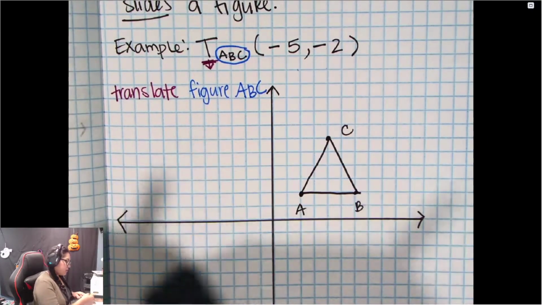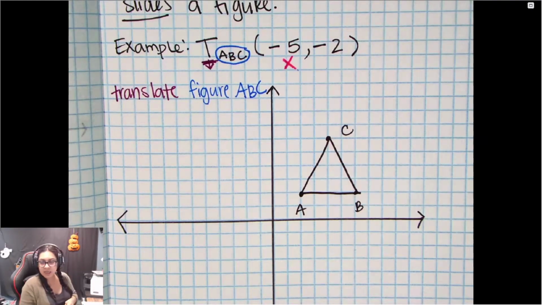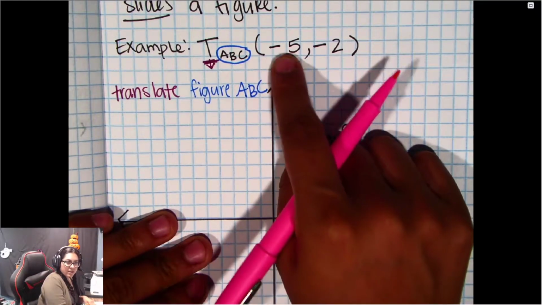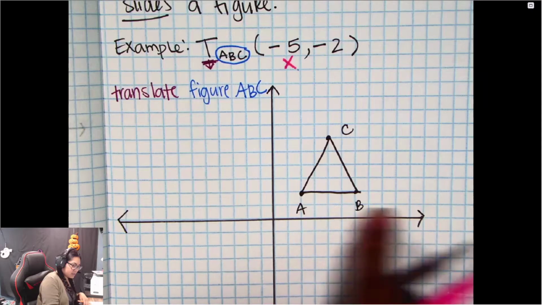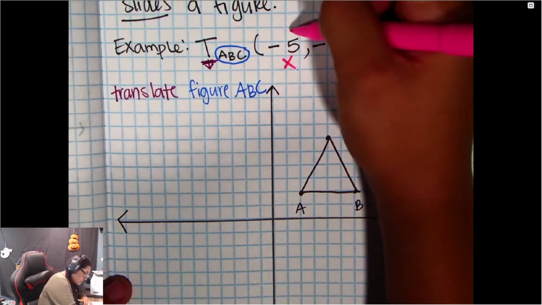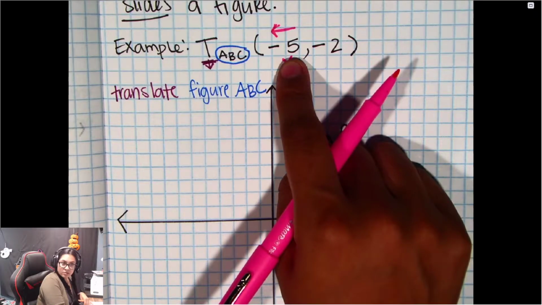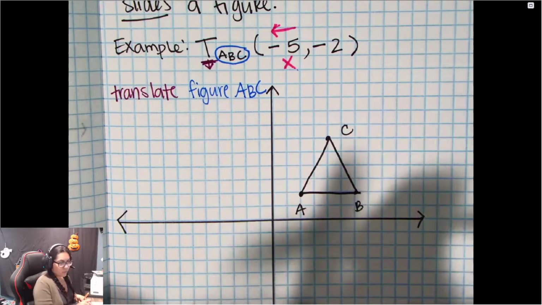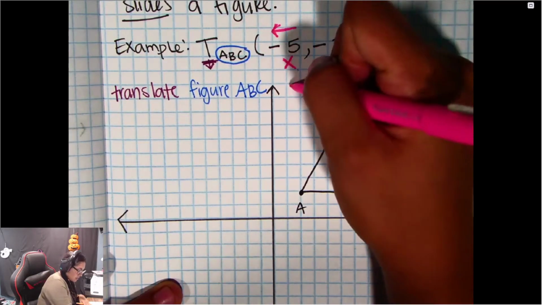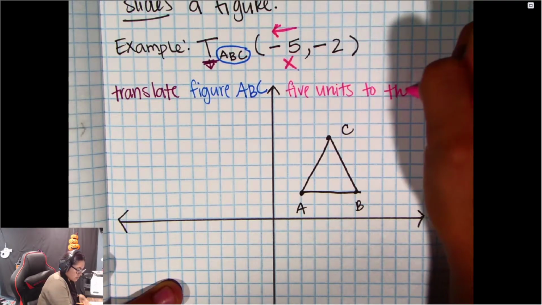The first number is always your x-coordinate, right? And your x-coordinate is your left and right. If your x-coordinate is negative, think about your x-axis. If you're negative, you're going to the left. So this is telling you that you're going to move to the left 5 times. So I'll write it in words if it kind of helps you out. I'm telling you to translate figure ABC 5 units to the left.